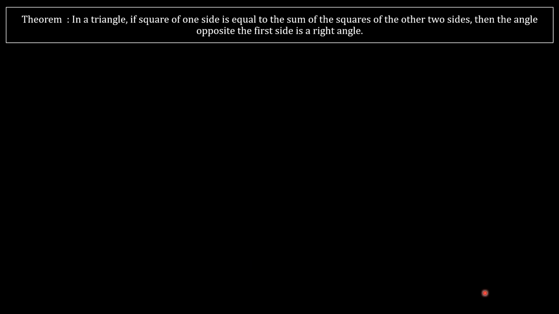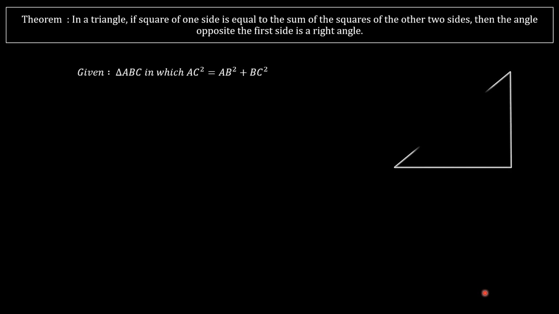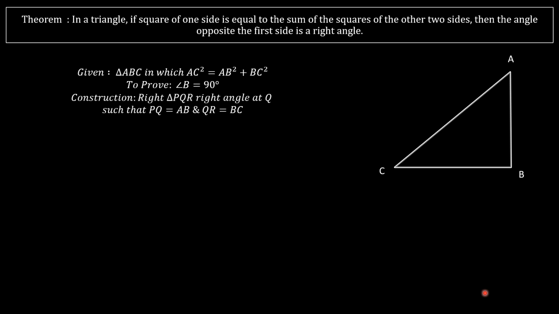Okay, so let ABC be a triangle in which AC square is equal to AB square plus BC square. We need to prove angle B is equal to 90 degrees. For this, we'll construct a right triangle PQR such that PQ is equal to AB and QR is equal to BC. This way, PQ is equal to AB and QR is equal to BC. We construct this triangle by ourselves.